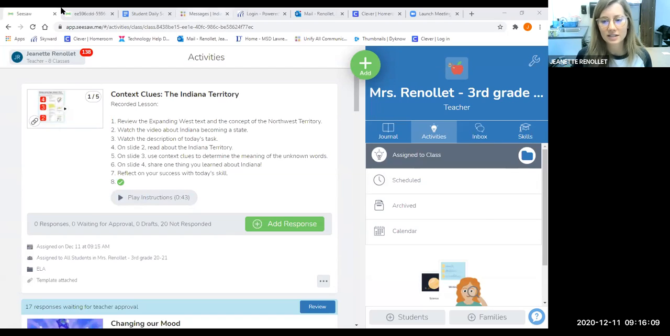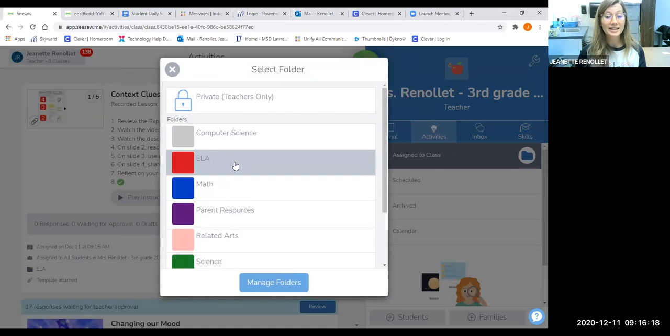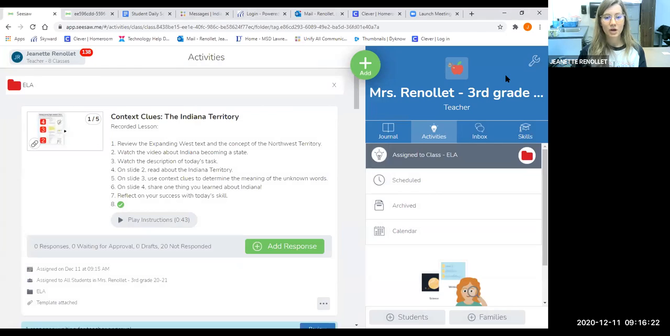To find our task today, click on Activities, Assign to Class folder, Red ELA. Our task is called Context Clues, the Indiana Territory.